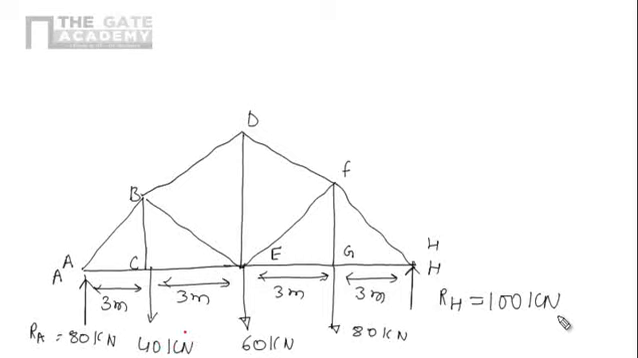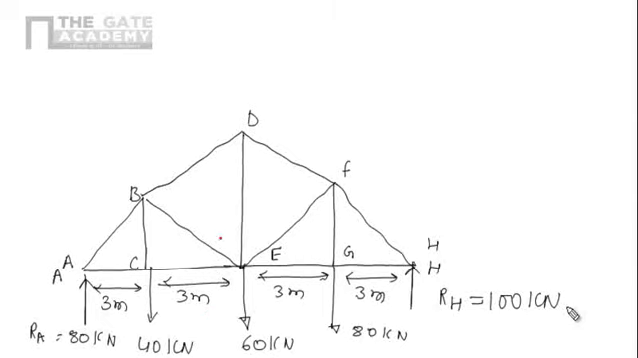So now in method of section, we have to cut the section which will pass through 3 or less than 3 members. So now we are interested in the force BD, force BE, and force CE. So if we cut the section like that, then in a single cut we can know the forces in BD, BE, and CE.